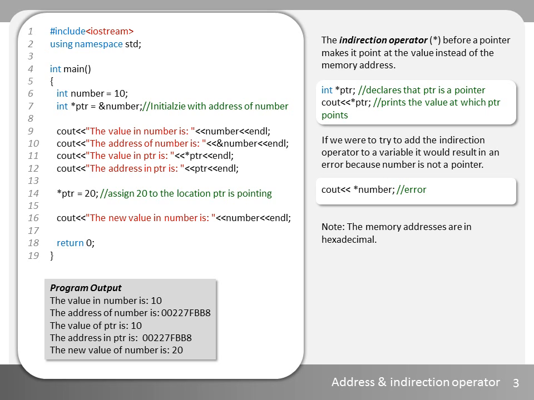Later, we use the indirection operator on the pointer to print the value of the variable that ptr is pointing to, which in this case is number. We print the pointer to see the address of number since it is the variable it's pointing to. Finally, we use the indirection operator again to change the value indirectly through the pointer. After assigning number the value of 20, we print it on the console to see the result.